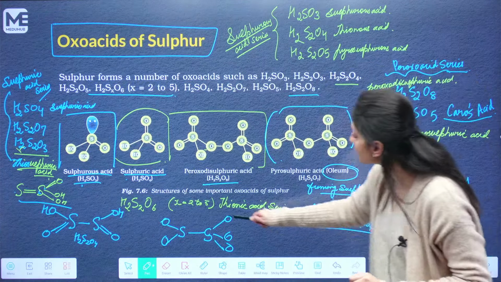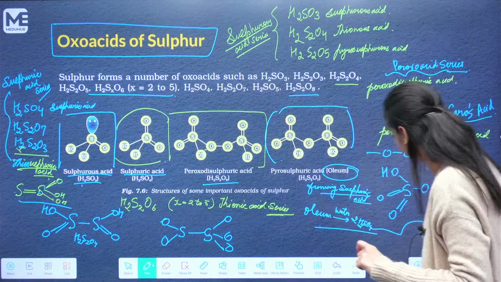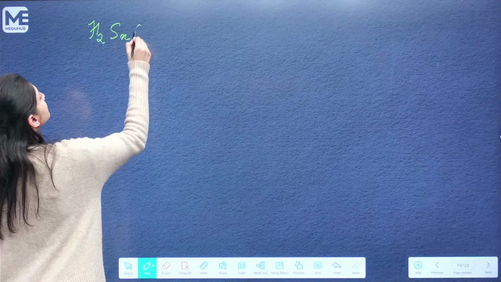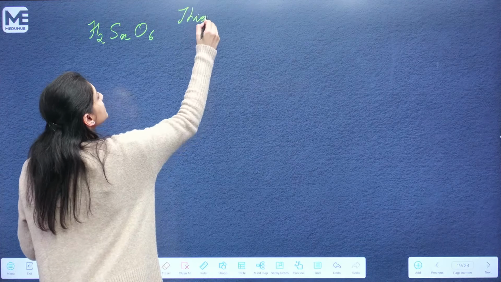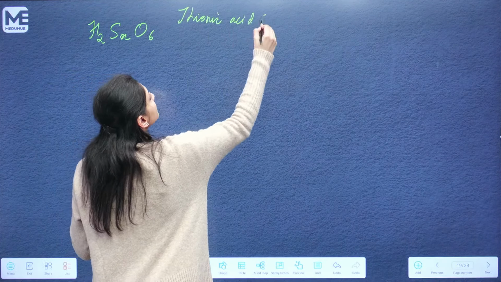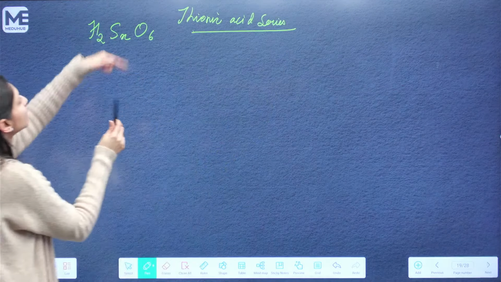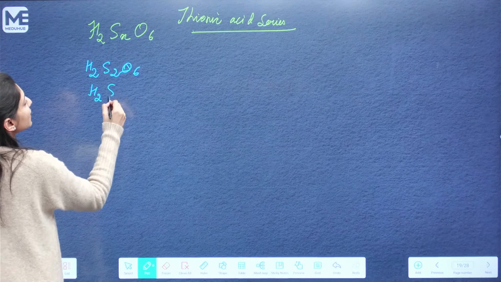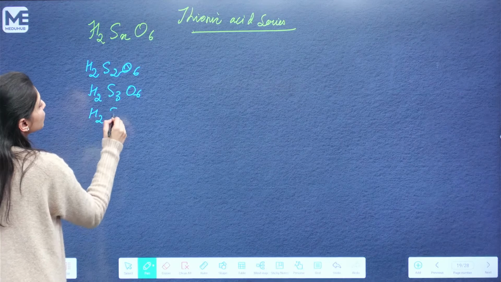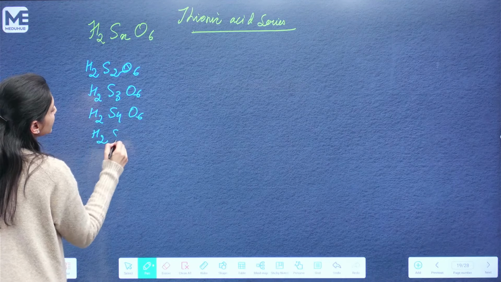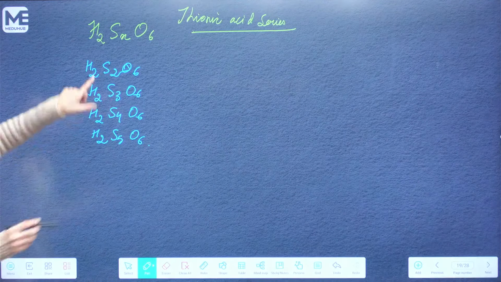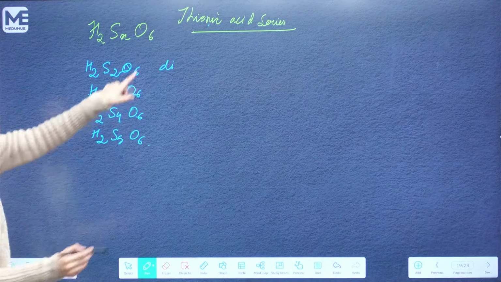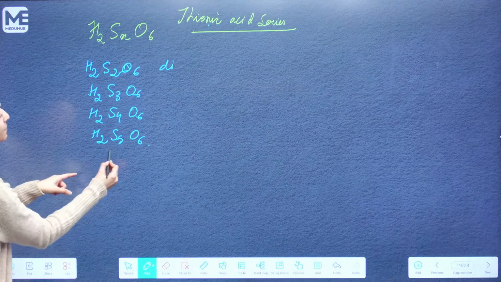Coming to the last, which is the thionic acid series. So H2SxO6. This is the thionic acid series. So x can be 2, H2S2O6, then we have H2S3O6, H2S4O6, H2S5O6. Right. So here they are named by the number of sulfur atoms. So this is dithionic, this is trithionic, this is tetrathionic acid, and this is pentathionic acid.